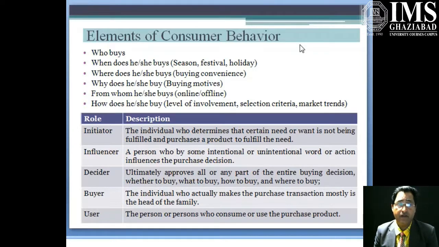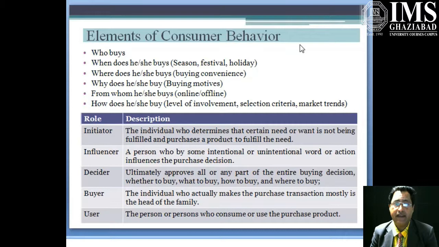Then from where he or she buys, online and offline, that is also very important. And the role of online shopping is increasing day by day. And the last part is how he or she buys. When we say how, it means your involvement, the selection criteria, your awareness about market trends. These play a very important role, right? So this is all about the elements of consumer behavior.